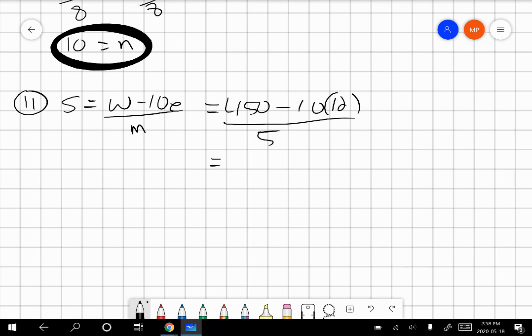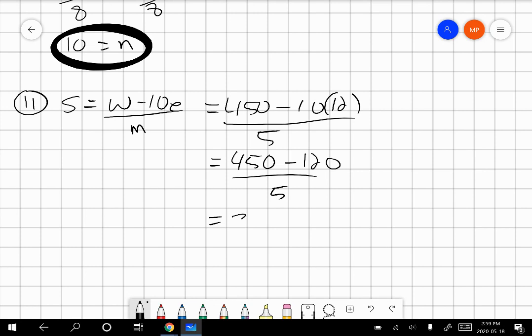I'm literally just going to punch that into a calculator. Well, maybe it's safe if I expand that first. 10 times 12 is 120 all over 5. We do have to follow the correct order of operations here. So I'm going to go 450 minus 120.